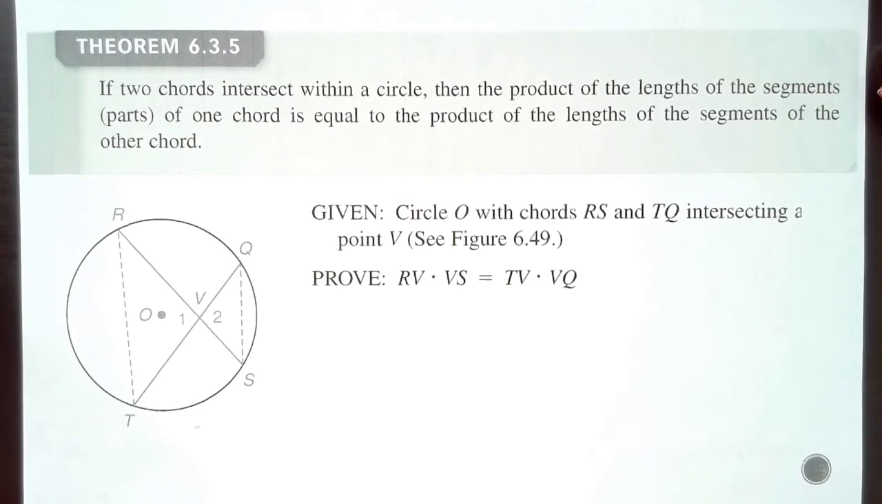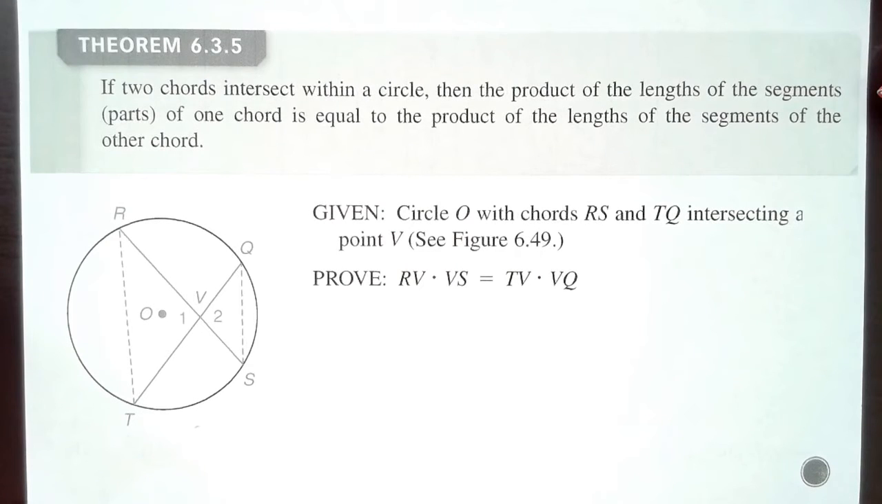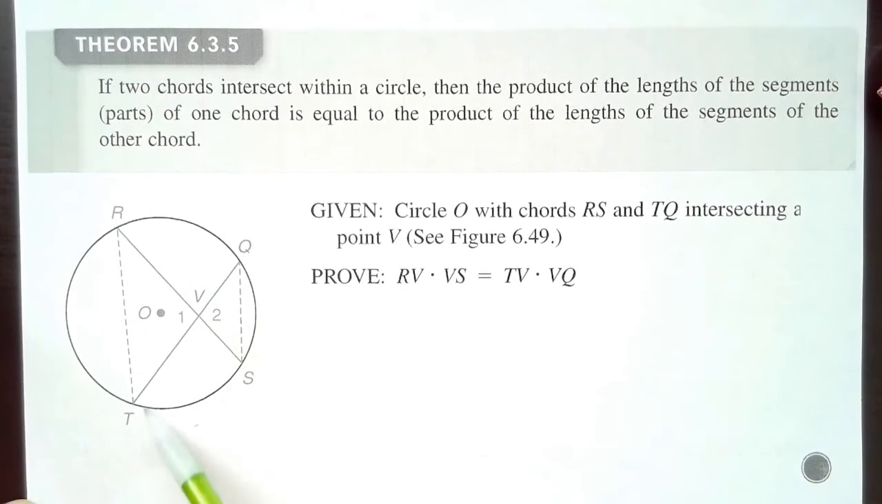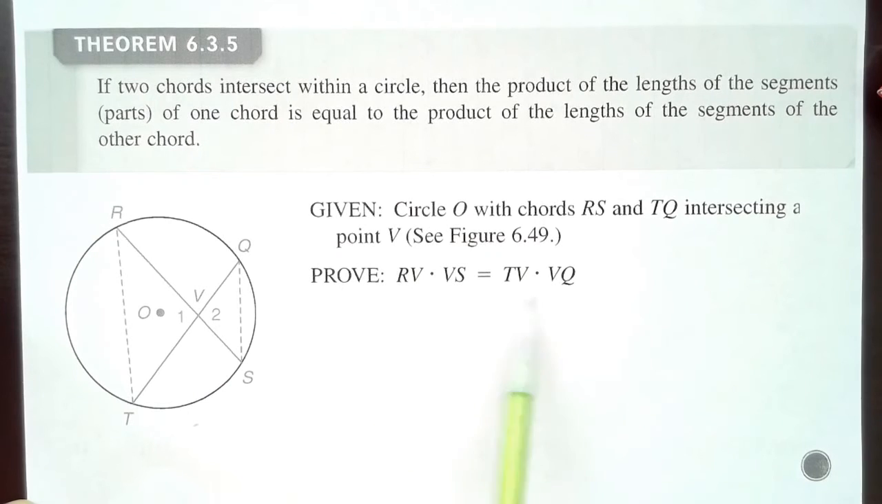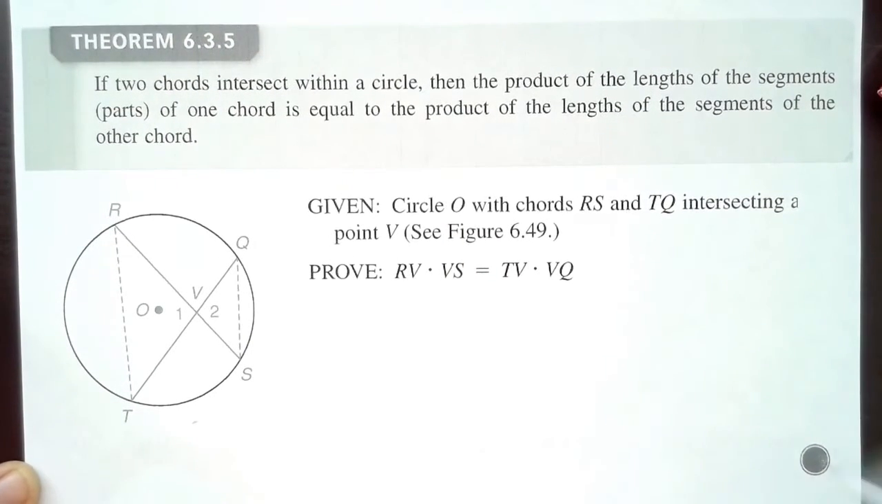So we have here: two chords intersect within a circle. The product of the lengths of the segments of one chord is equal to the product of the lengths of the segments of the other chord. So let's say we have this given circle O, and we have chords RS and QT. They intersect at some point V, okay? And we want to show that the product of RV and VS is equal to the product of TV and VQ. Well, this can be accomplished by proving two triangles similar.